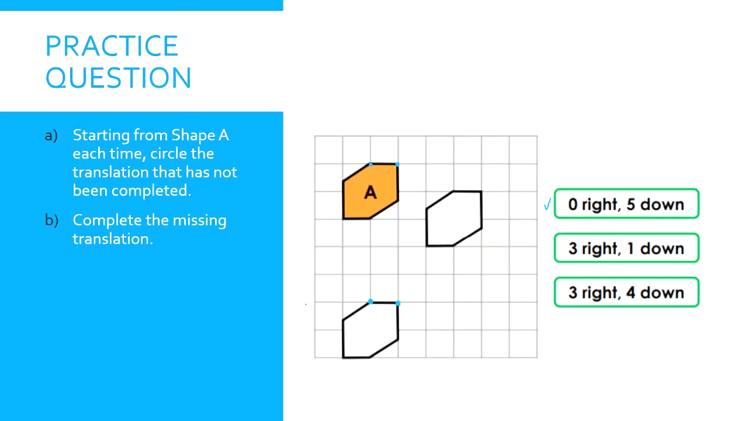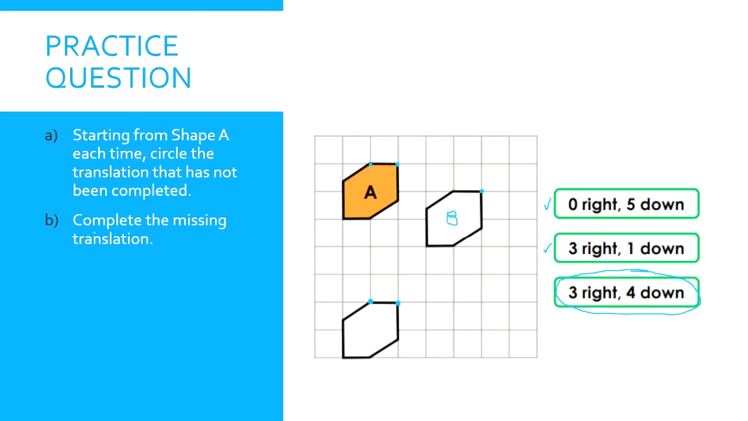All right, hopefully you have now unpaused the video and had a look. So the correct answer then would be that the shape over here, I'm going to call this shape B, has been translated 3 squares to the right and 1 down. And I can see that by counting from my same point up here, 3 squares to the right and 1 down. So you ought to have circled or selected the translation 3 right and 4 down.